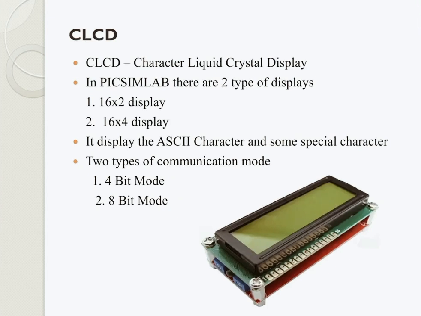CLCD, which is nothing but character liquid crystal display. In short, it is called CLCD. In PICSIMLab, there are 2 types of display: 16x2 display and 16x4 display. It displays ASCII characters and some special characters. 2 types of communication mode can be seen in CLCD, that is 4-bit mode and 8-bit mode.